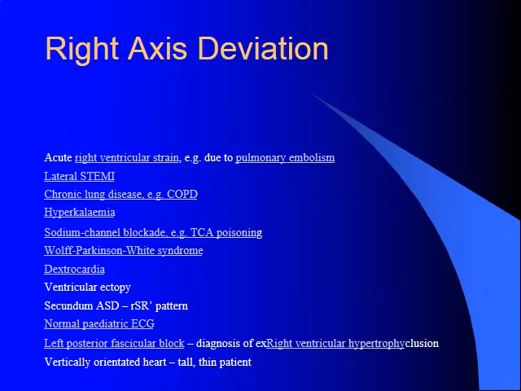Right axis deviation causes are listed here. We have pretty much the same. I'm not going to go through all of them, but just know that these are all possibilities of causes for right axis deviation. Dextrocardia, I don't believe I've mentioned. Dextrocardia is a pretty rare finding where the organs in the chest are oriented opposite from a normal person.